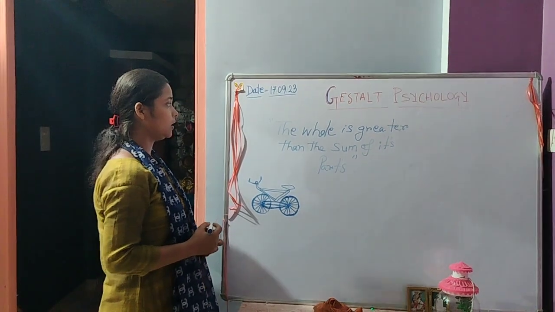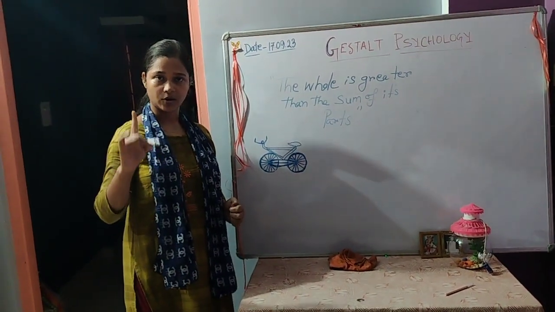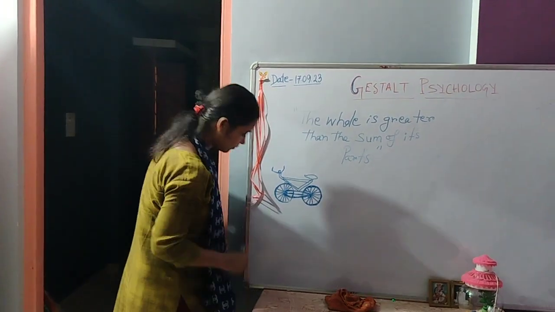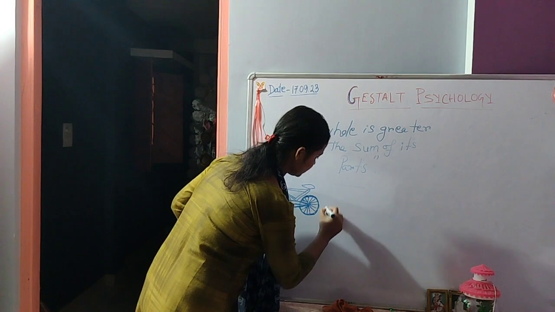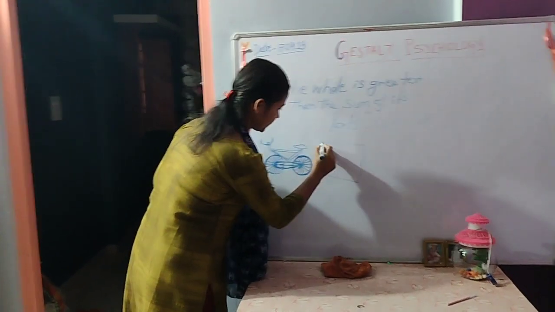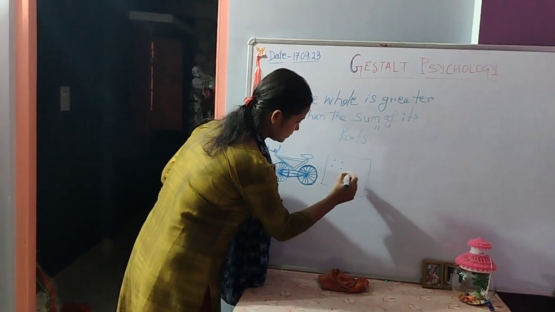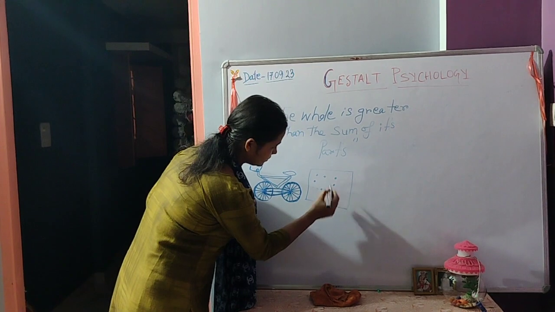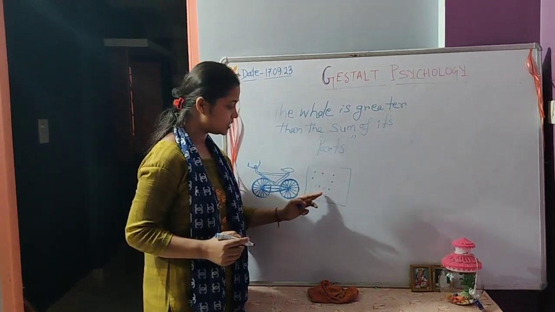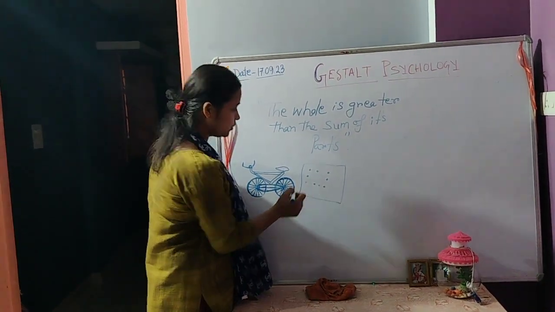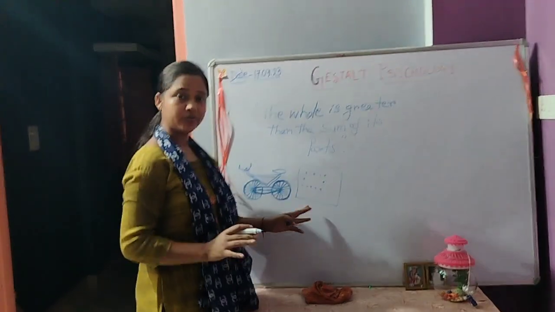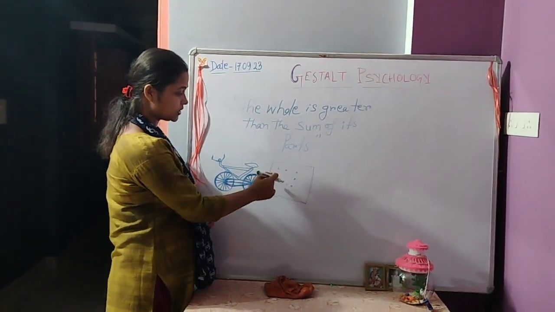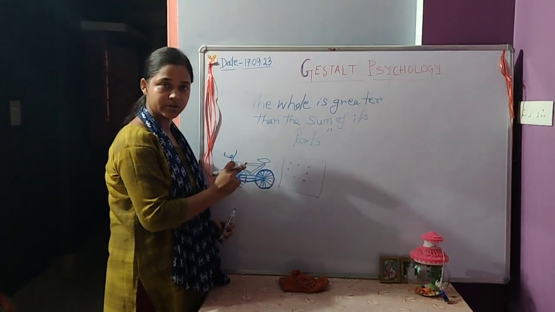Now, Gestalt psychology also has a holistic approach. To understand this, let us take another example. I have drawn some dots here. When we see the dots, we don't identify the particular dots, dot 1, dot 2, dot 3, not like that. Whenever we see these dots, we identify them as organized into a square of dots.